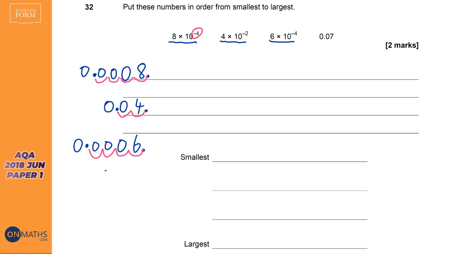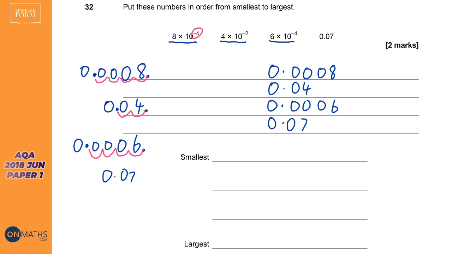And the last one is just given to us as 0.07. Right, now to order these, the easiest way is just to line them up nicely. And so I'm just going to write the figures and line up the decimal point. It's really important we line up the decimal point and line up all of the zeros as we go.